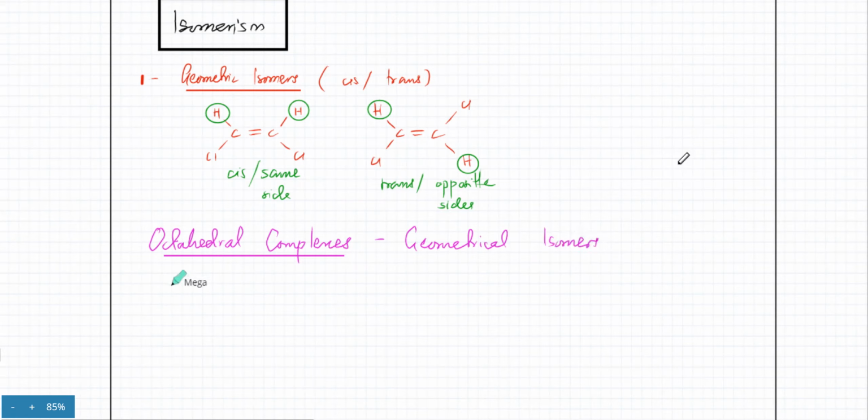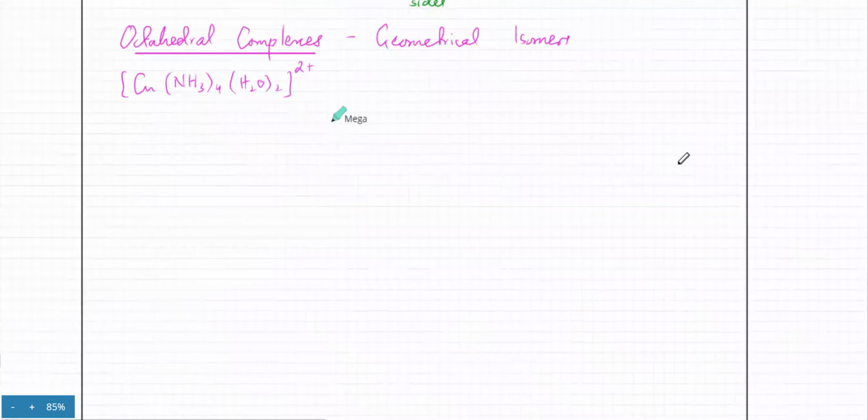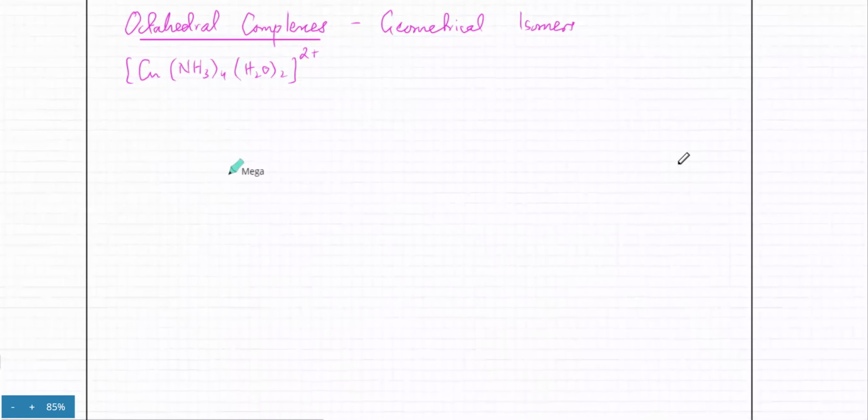The molecule that I'm going to give as an example is this one. There's copper bonded to NH3s, four of them, and there are two water molecules, and the entire thing has a charge of two positive. So I'm going to quickly draw this octahedral complex, and I'm going to show you the cis and trans version of the molecule. Starting with copper, it would be somewhere in the middle. It's going to be 2 plus, and it has a total of six sides around it.